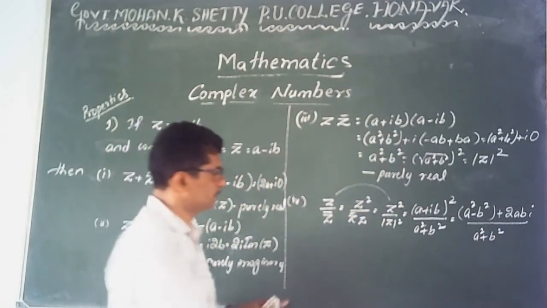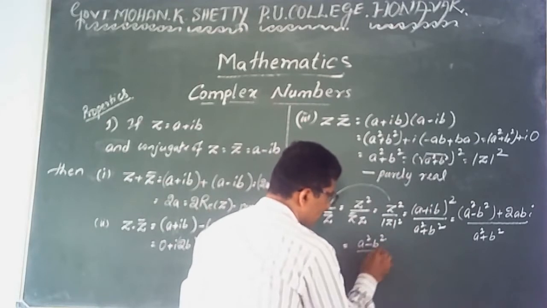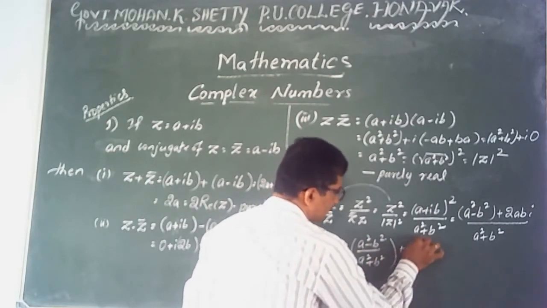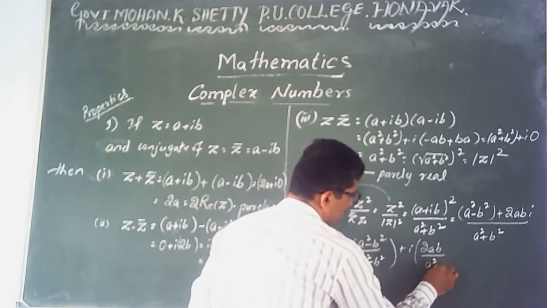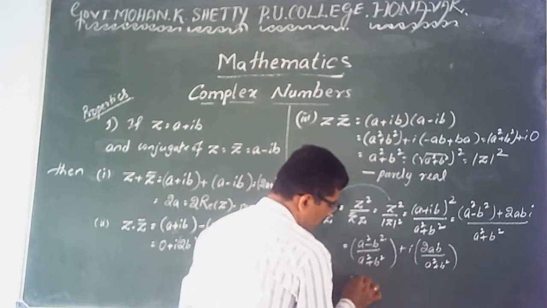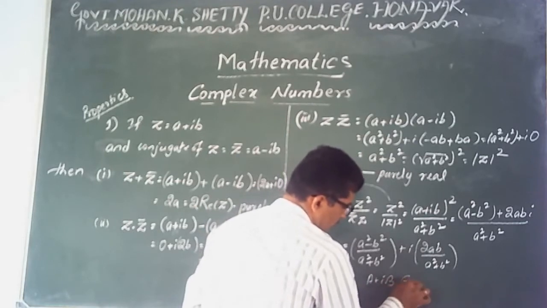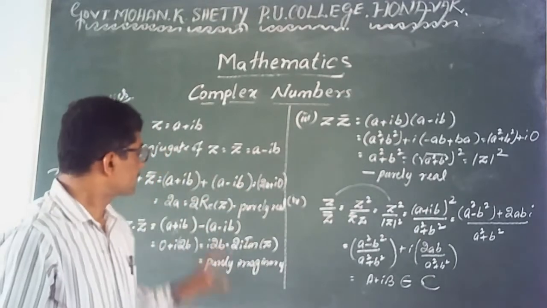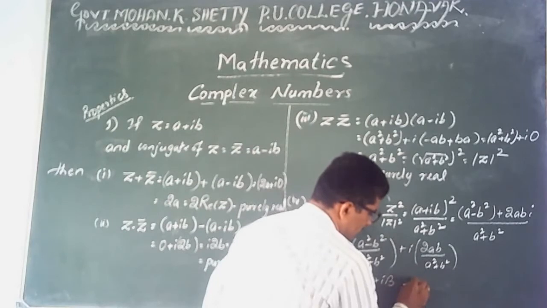Is it clear? This value is equal to a square minus b square divided by a square plus b square, plus i into 2 times ab divided by a square plus b square, which is in the form of a plus i b. It is a complex number. It belongs to the set of complex numbers. Just remember, this one is a complex number.